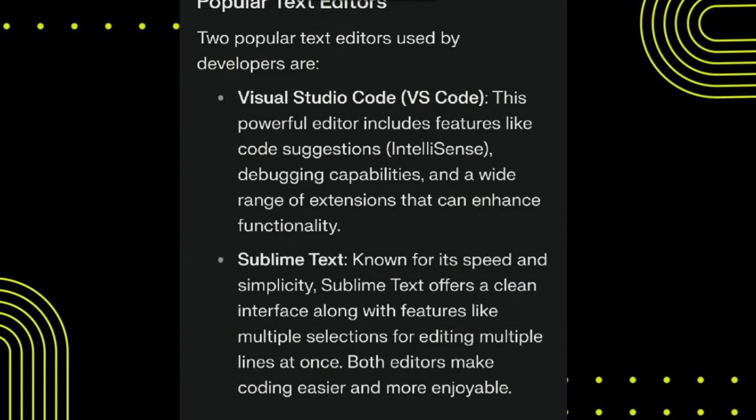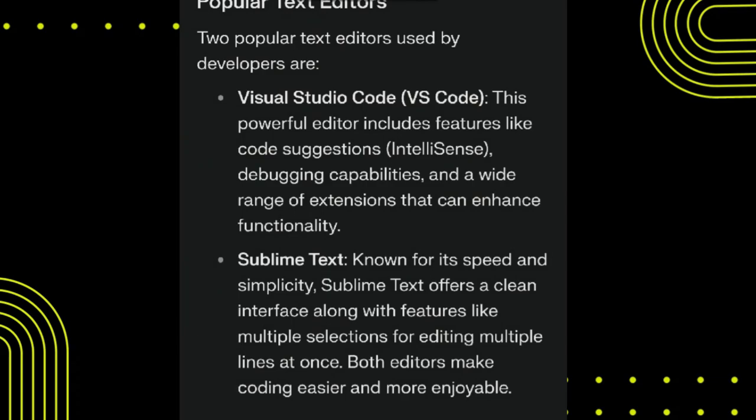Now the first on our list is text editors. There are two popular text editors. The first one on the list is VSC, which is Visual Studio Code. Now this VSC is a powerful tool that has lots of features. It has features like code suggestions, that is it has AI, debugging, which is to help you debug your code, and a wide range of extensions that can help you code faster and better.